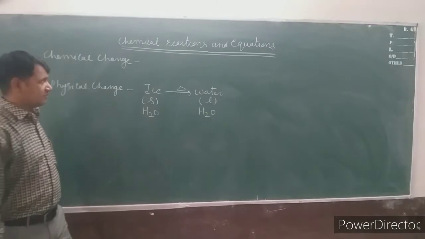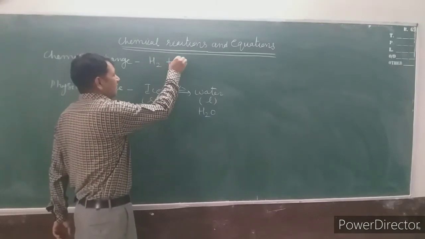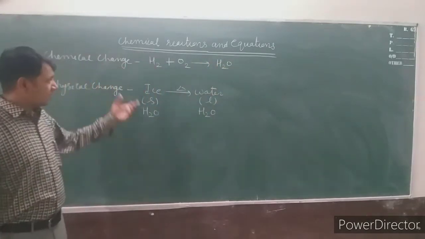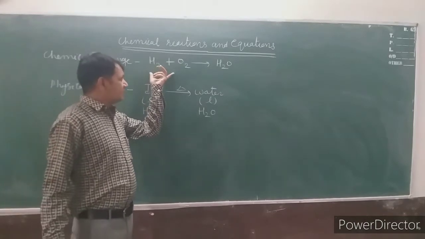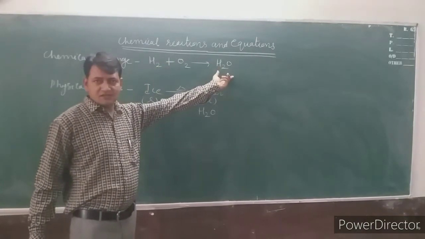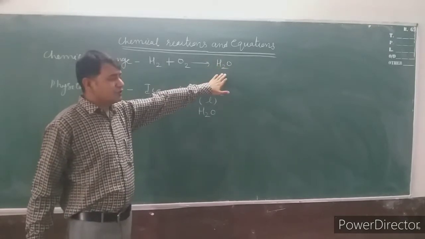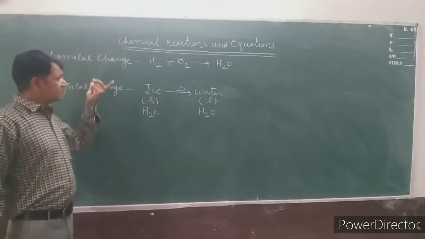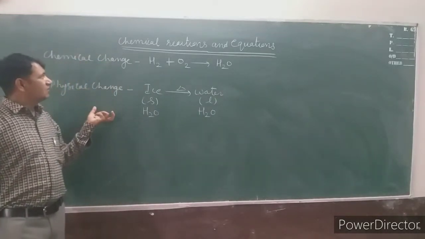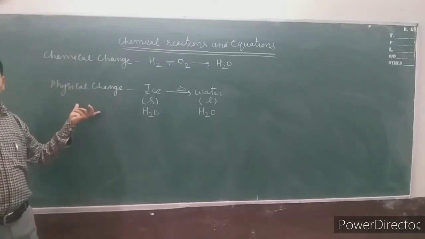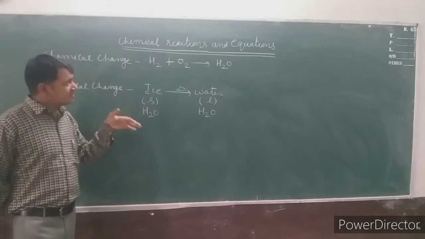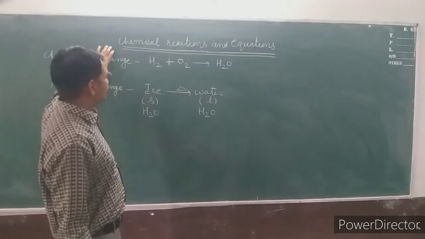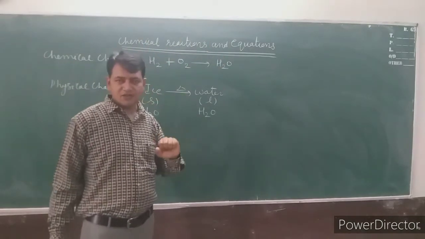But for a chemical change, if you combine hydrogen gas with oxygen, it forms water. You clearly observe that the starting material is different and the final substance is different. The formation of new substances chemically is known as chemical change. This is the basic difference between chemical change and physical change. In this chapter, we will deal only with chemical change, because chemical change is related to chemical reactions and equations.